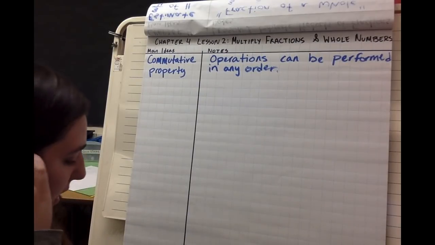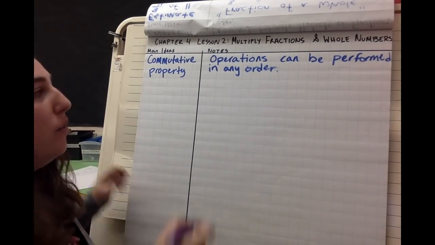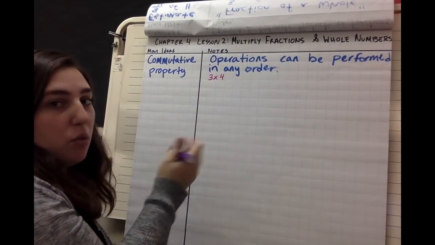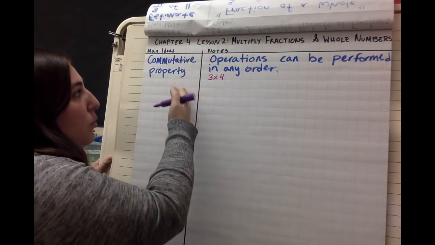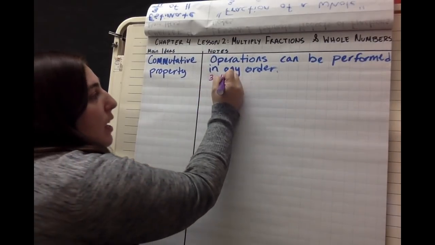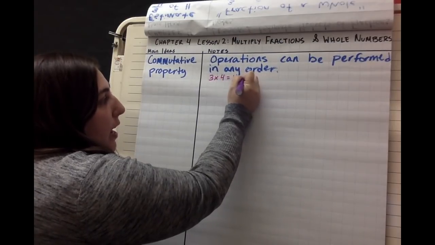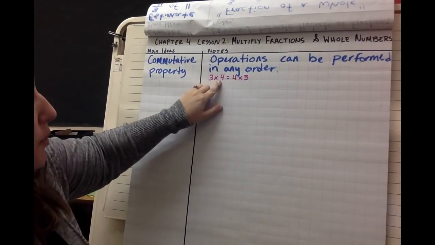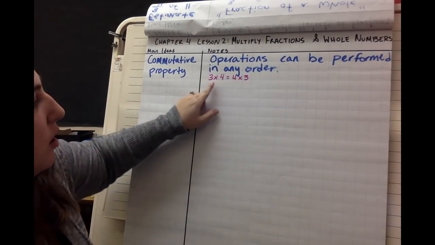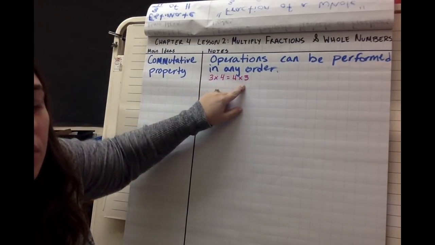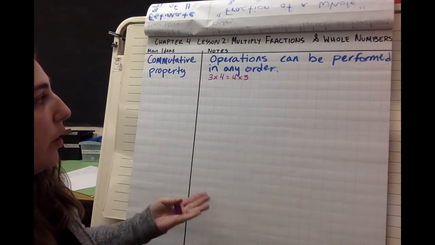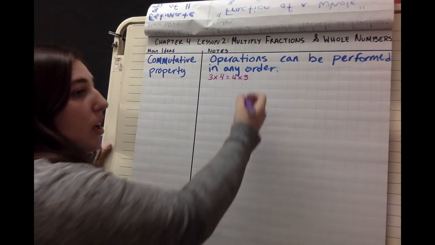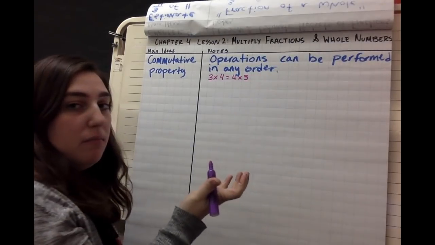So let's put some examples down. So how about 3 times 4? Okay, so we're multiplying 3 times 4. The commutative property tells us this is the same as multiplying 4 times 3. Okay, let's think about that for a second. 3 times 4 and 4 times 3. 3 times 4 is 12. 4 times 3 is 12. So no matter in what order we put them, it's the same thing and they can be performed in any order.